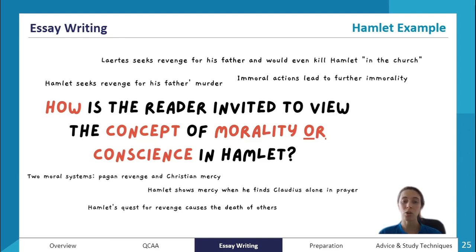So sometimes you're looking at points that are related to the sort of social system, the way things worked back in that time. Sometimes you are writing down events. Sometimes you're looking at meanings and ideas that the author might be putting across. That idea of immoral actions lead to further immorality is an example of that. And then Hamlet shows mercy when he finds Claudius alone in prayer. That's an example of an event that could be directly relevant as an example in response to this kind of prompt.